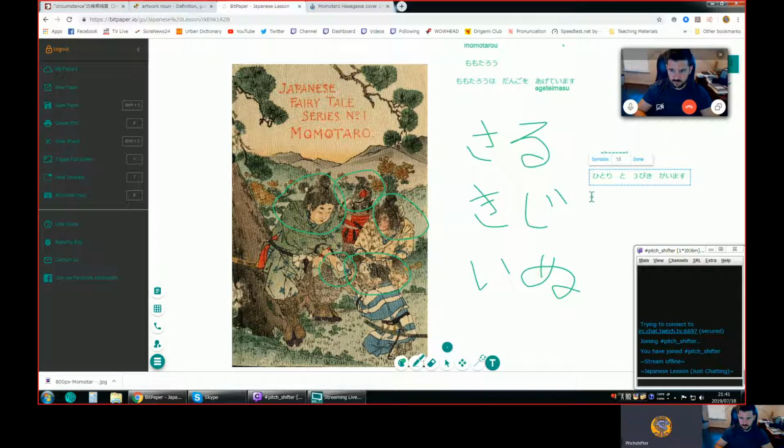By the way, this is the Chinese character for yon. Hiki. It's not for hiki. Okay, hiki. Yon is this. How do you pronounce this word?